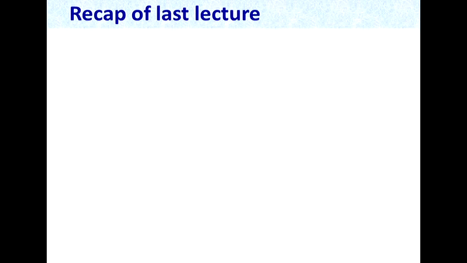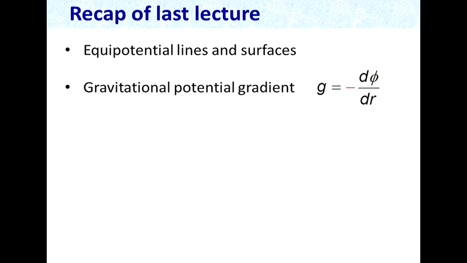Recap of what we did last week. We talked about equipotential lines and surfaces. Basically, they are lines and surfaces where the potential is constant. Then we talked about potential gradient, right? The relationship between the gravitational field strength g and the potential gradient. We say that the gravitational field strength is the negative of the gravitational potential gradient, which is the rate of change of potential with distance.